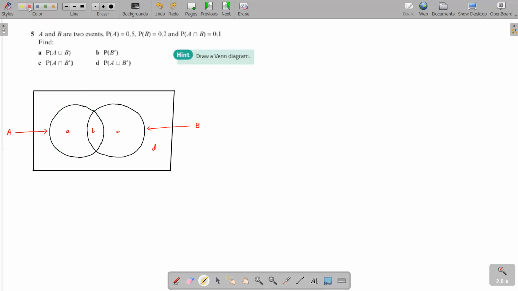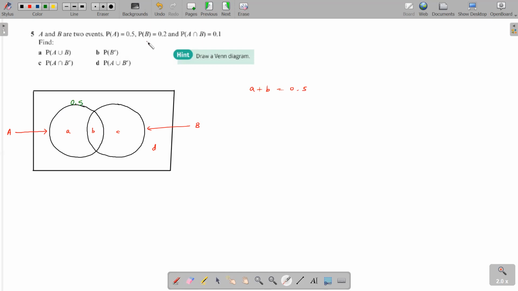A, B both should add up to 0.5. Another way of writing this is you mark the probability on top of the circle. Can you guys see? When you mark the value on top of the circle, it means that value is in effect for the whole circle, the complete circle.